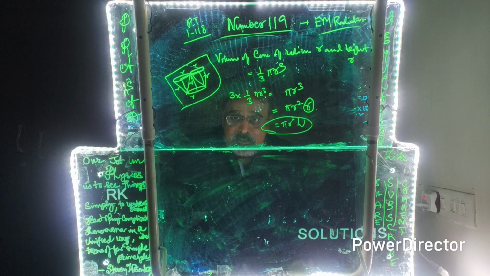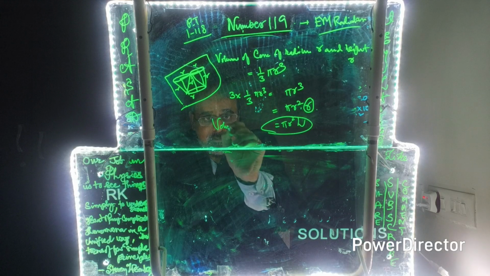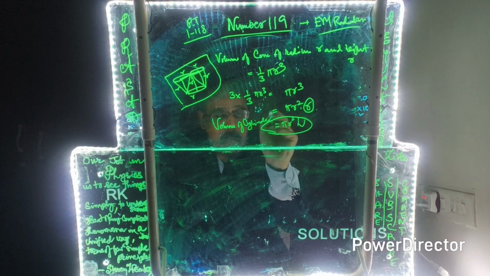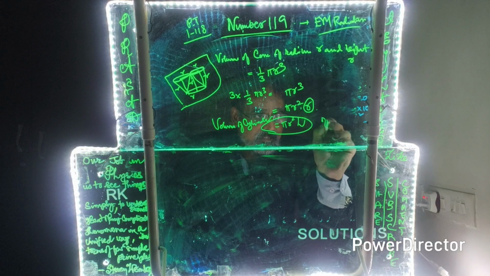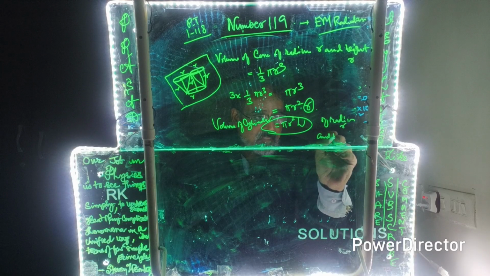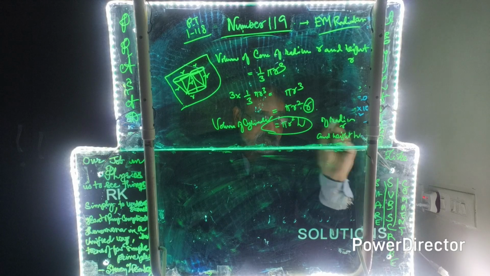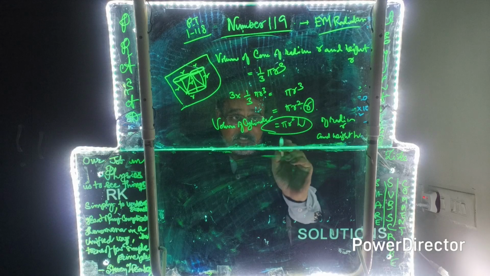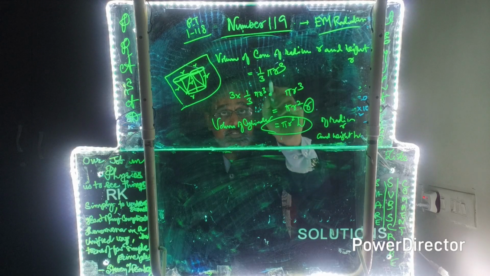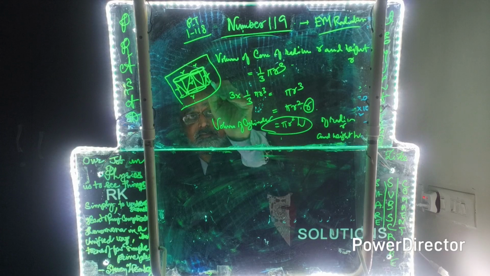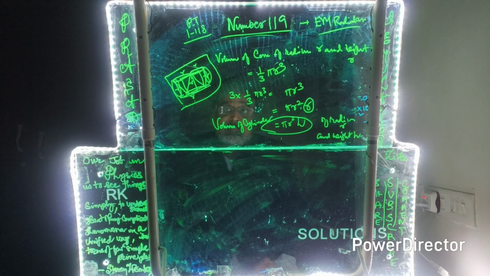What is pi r squared h? Pi r squared h is nothing but the volume of a cylinder of radius r and height h. So you can include three cones in one. That's in fact a cylinder.